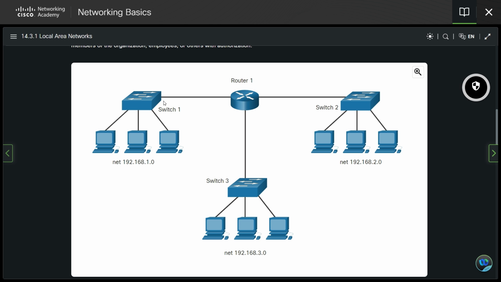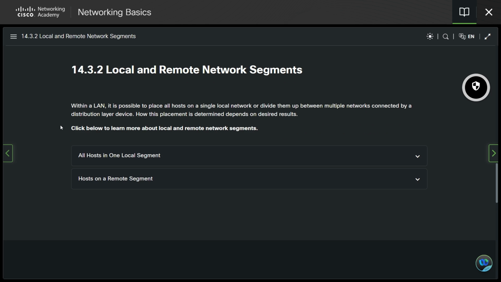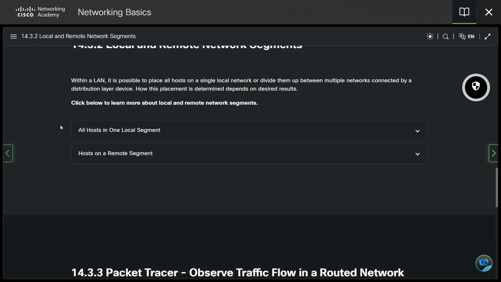Router 1 attached to 3 switches: local and remote network segments. Within a LAN, it's possible to place all hosts on a single local network or divide them up between multiple networks connected by a distribution layer device. How this placement is determined depends on the desired result. Click below to learn more about local and remote network segments.